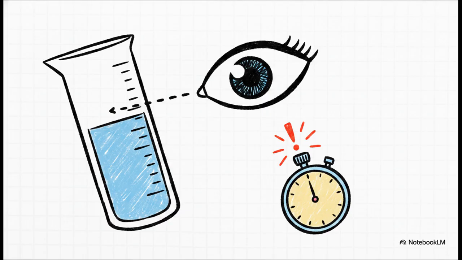First, as we just talked about, human reaction time when hitting that stopwatch. Second is something called parallax error when reading a measuring cylinder. If your eye isn't perfectly dead level with the bottom of the meniscus, that little curve of the liquid, you are going to read the scale wrong. Actually, knowing how to use measuring tools correctly intrinsically means knowing exactly why measurements go wrong.